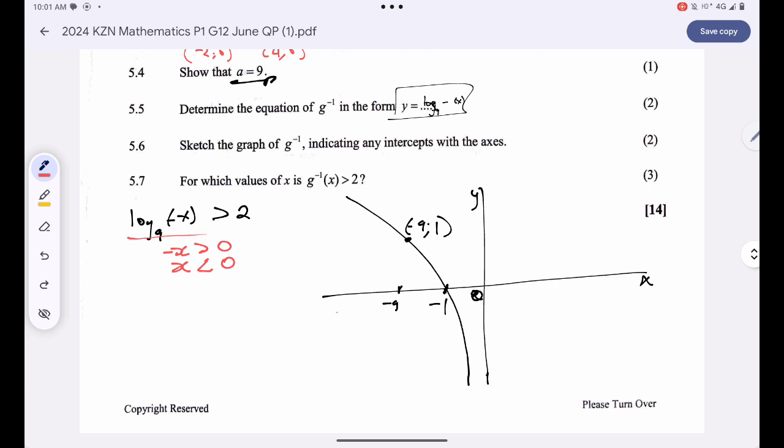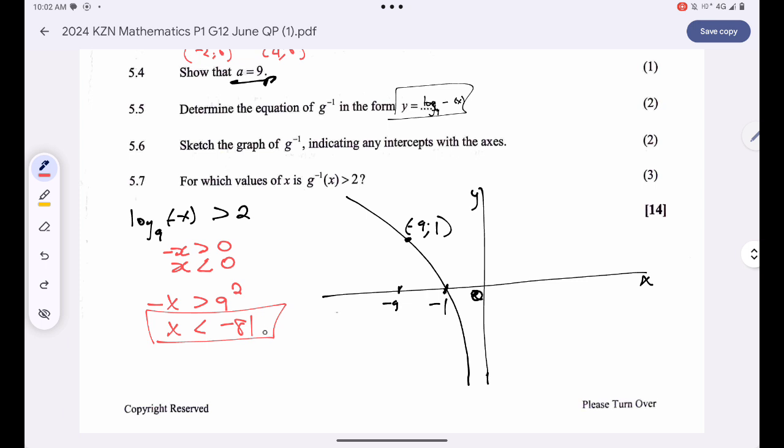Okay, now let's solve this inequality over there. I simply have negative x being greater than 9 to the power 2. That means x must be less than, what? Negative 81. x must be less than negative 81, right? Okay, I think that's how you should have tackled this. x should always be less than negative 81.